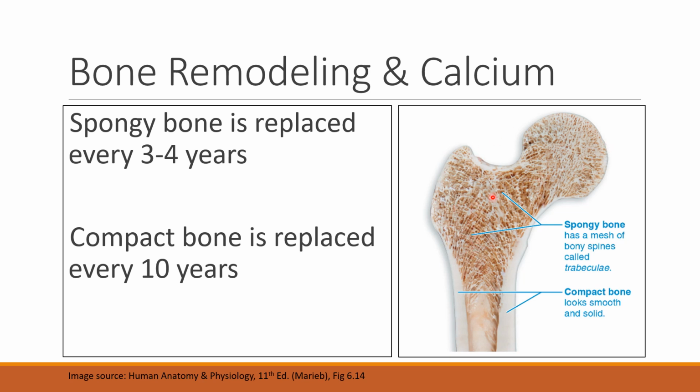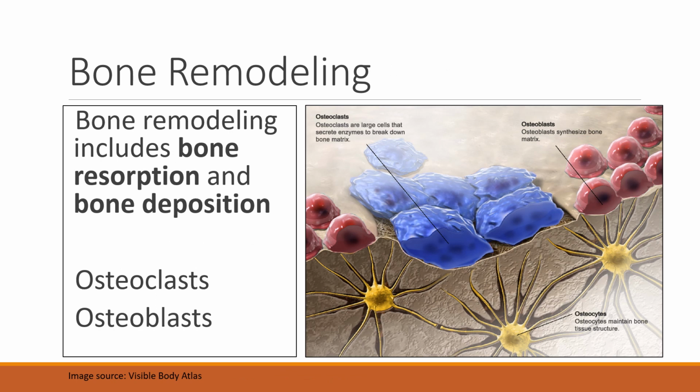If you notice, there's maybe less bone density in here compared to the compact. Every 3 to 4 years that replaces. So after 10 years of compact bone replacement, the spongy bone has been replaced maybe a couple of times, maybe 3 times, depending on who you are and things that have been going on. Okay, now let's talk about bone remodeling.